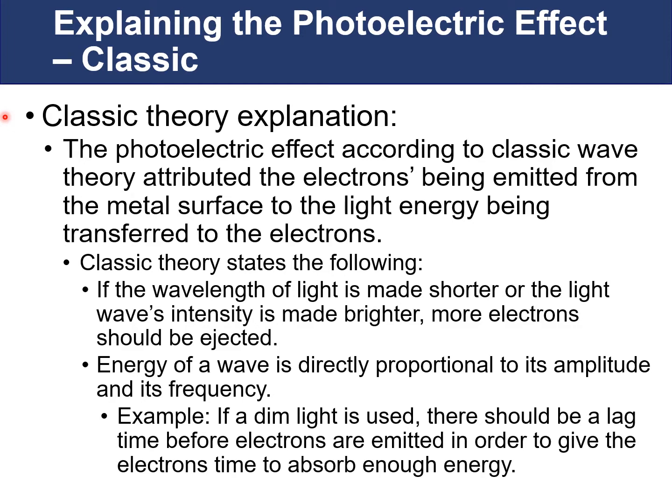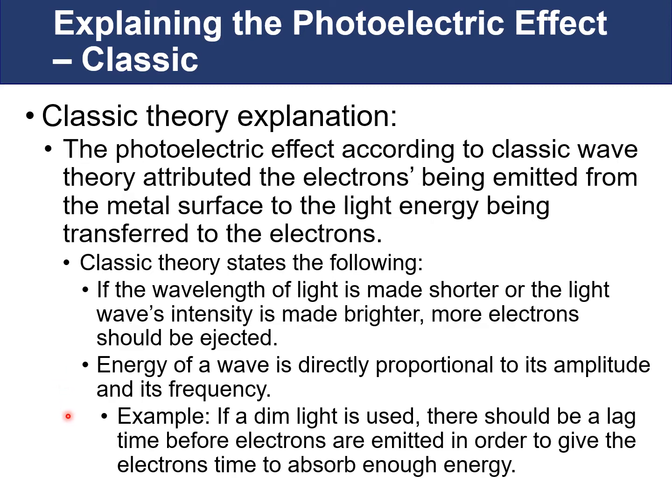According to classical physics, the explanation for the photoelectric effect is that light behaving as a wave has energy, and that energy is imparted onto the metal surface, and that light energy then gets transferred to the electrons. If sufficient energy is given, the electrons are ejected. So what classical physics would predict is that if the wavelength of light is made shorter or the light intensity is made brighter, more electrons should be ejected. Because, according to classical physics, the energy of the wave is directly proportional to the amplitude and the frequency.